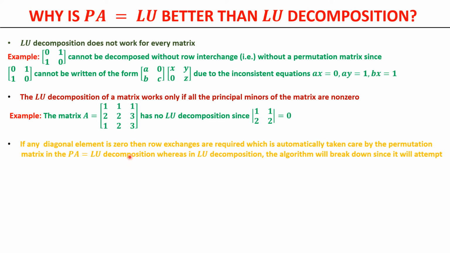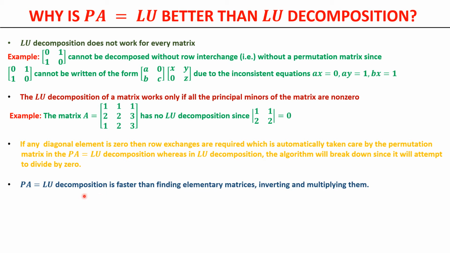And especially when any diagonal element is 0, our process of Gaussian elimination says you divide by that pivot element. Since it involves division by 0, which is absurd, such matrices having 0 along with the pivot will not be able to be taken care of in the LU decomposition method, and thus this permutation matrix again comes to help.